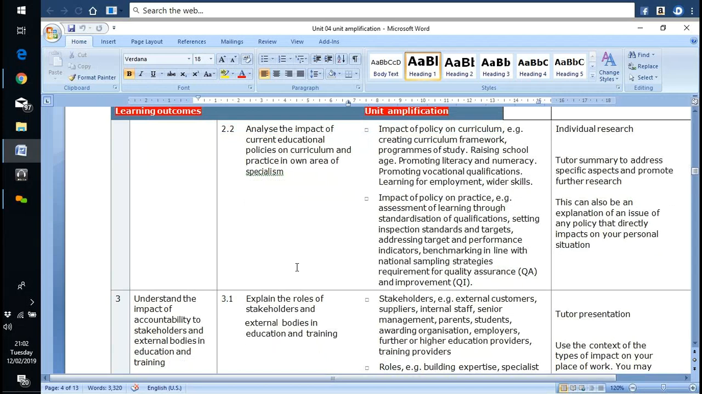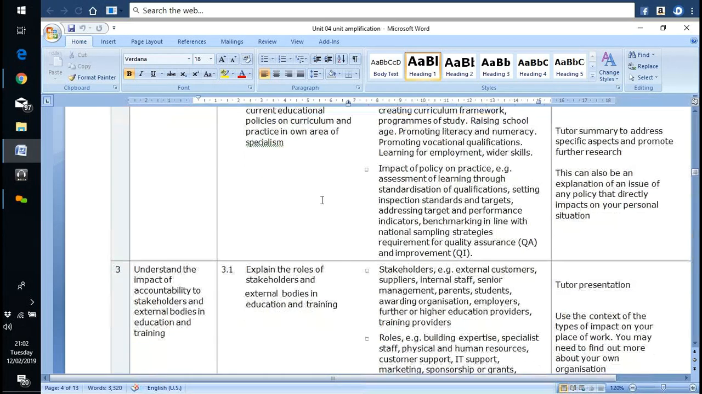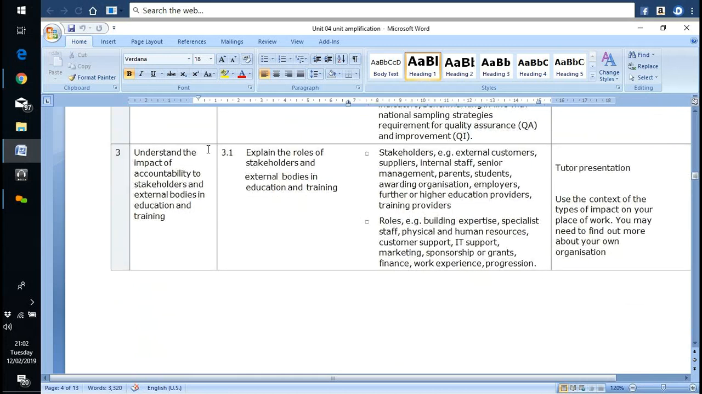So I've not started 3.1. Right, so look at 3.1. Explain the roles of stakeholders and external bodies in educational training. This is fairly straightforward. Stakeholders you've got in the organisations that you work for, who they are, what they do, what the external people are.